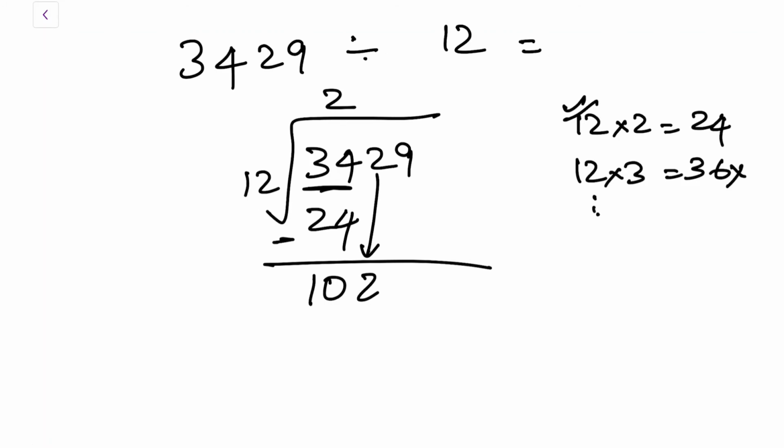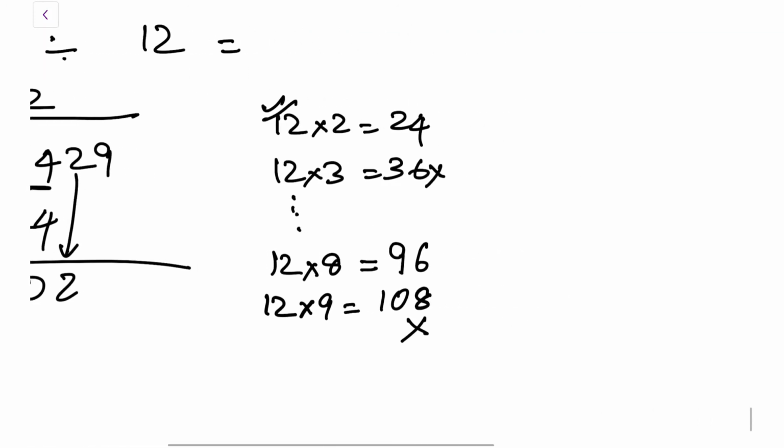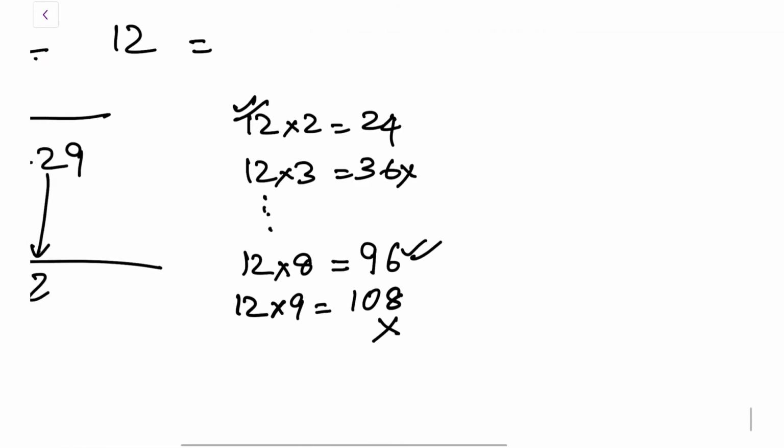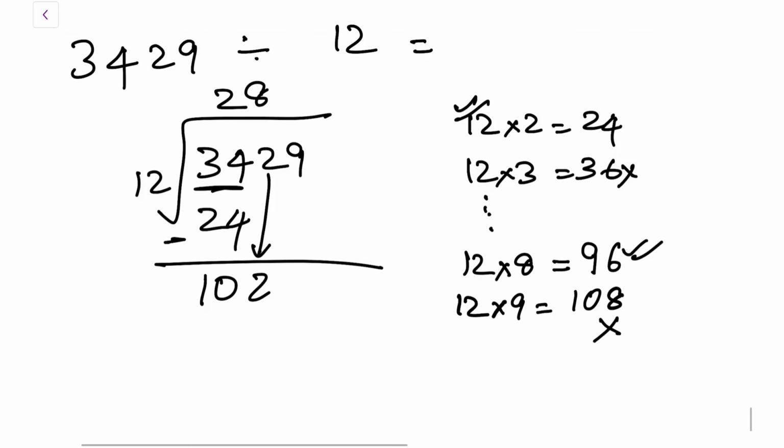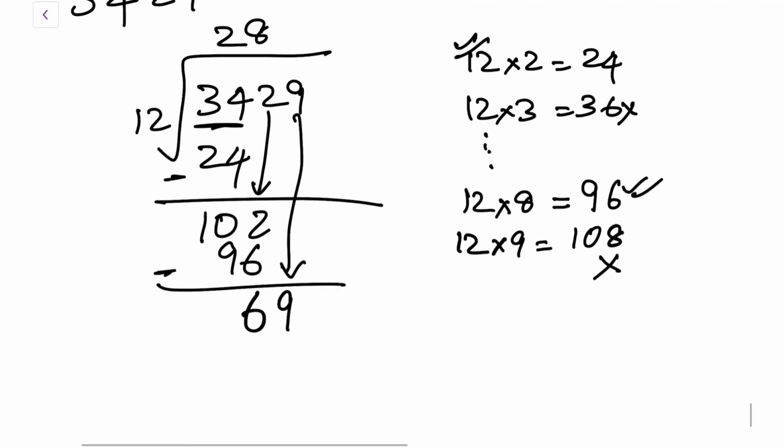If you go on, you will find that 12 into 8 is 96. Alright? And 12 into 9 is 108. You cannot take 108 because it is more than 102. So we go with 96. So 12 into 8 is 96. 102 minus 96 is 6. We bring the last digit 9 down. 12 into what is 69?